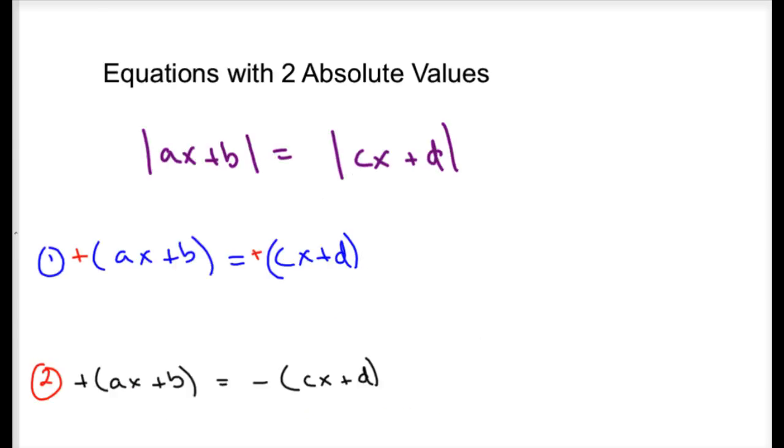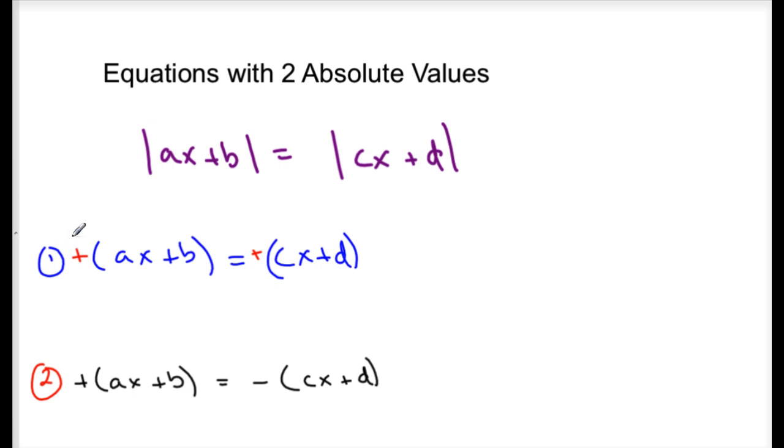So far, so good. Alright, so the next example is we're going to be solving equations with two absolute value signs. So if you have the absolute value of ax plus b, where a is a number and b is a number, equals the absolute value of cx plus d, where c is a number and d is a number. Okay, so you have two options. One, you need to make them both positive. So both quantities will be positive. So the positive quantity of ax plus b equals the positive quantity of cx plus d.